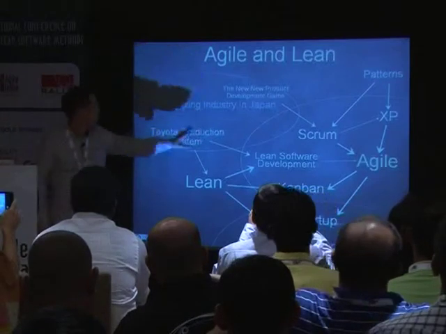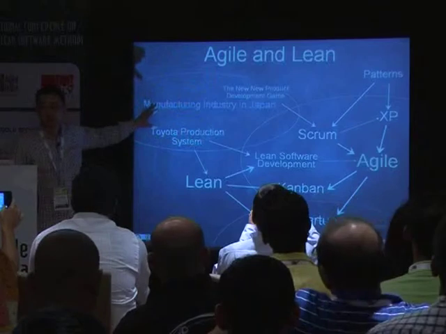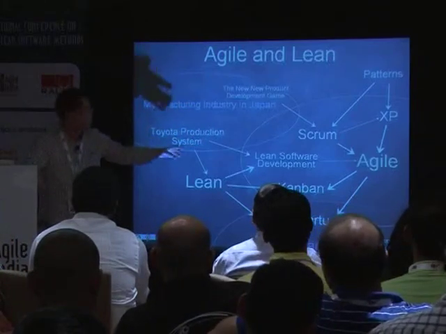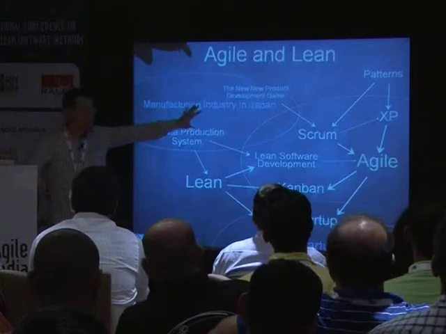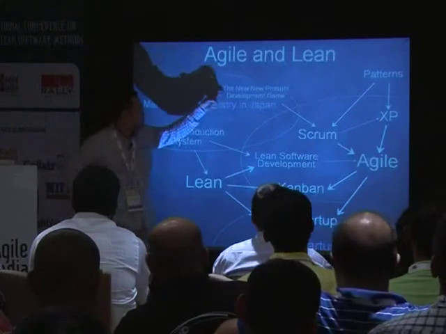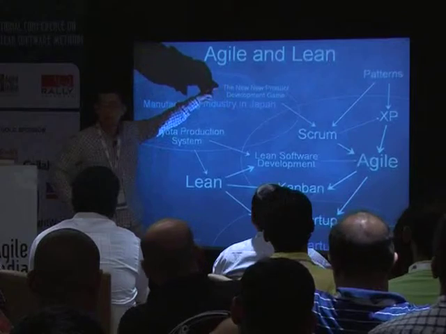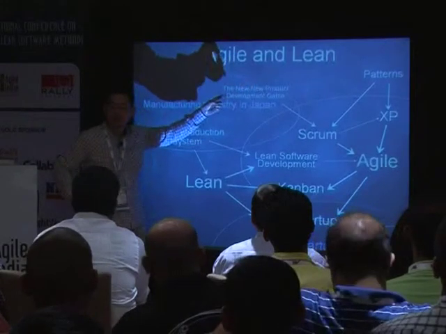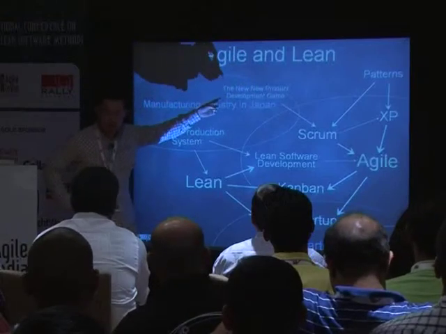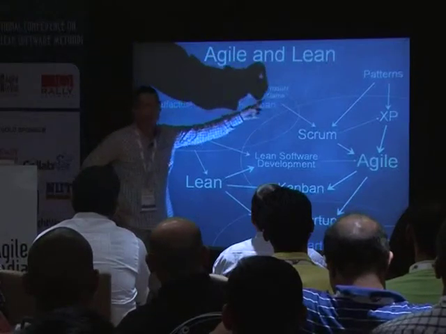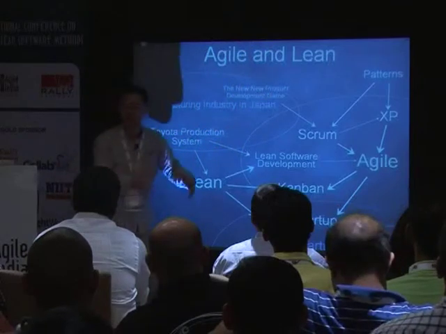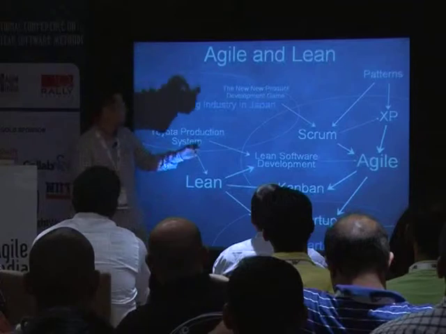Here is manufacturing industries. We are good at manufacturing, or factory producing things. So, manufacturing industry in Japan, Nonaka-san first wrote this, The New Product Development Game. By the way, there are two news: the first new means new, and the second one is new product. So it's about the new product development game, which is a new way of doing that.